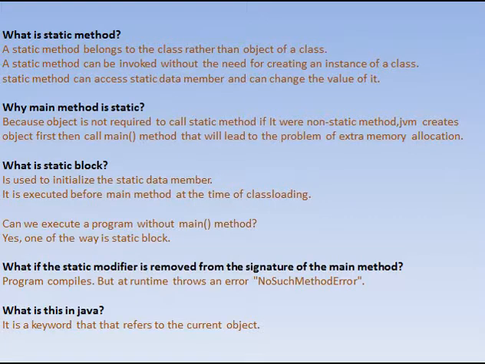What if the static modifier is removed from the signature of the main method? Program compiles, but at runtime throws an error. No such method error. What is this in Java? It is a keyword that refers to the current object.